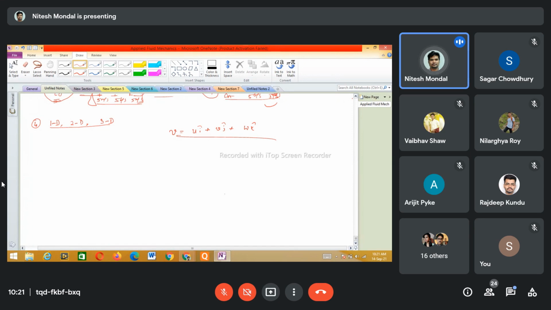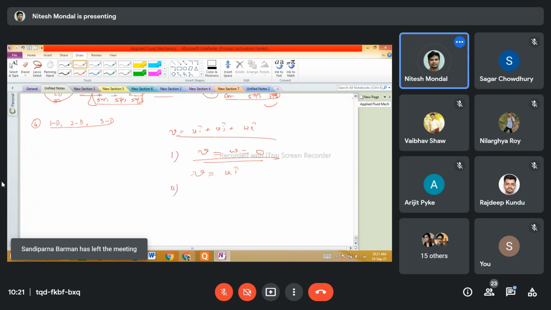What will happen if v equal to w equal to 0? Then the velocity is only in the x direction. Similarly, this is case 1.